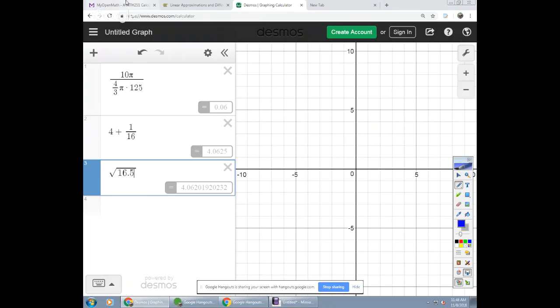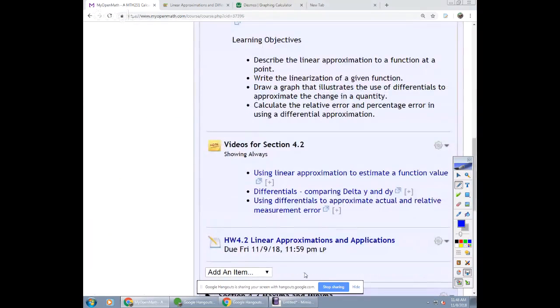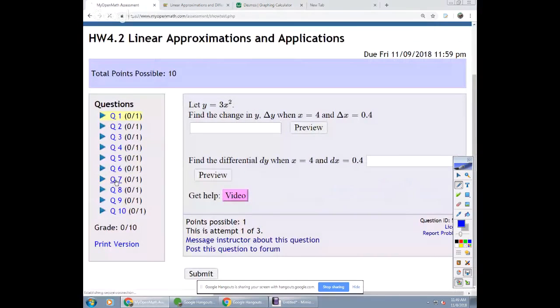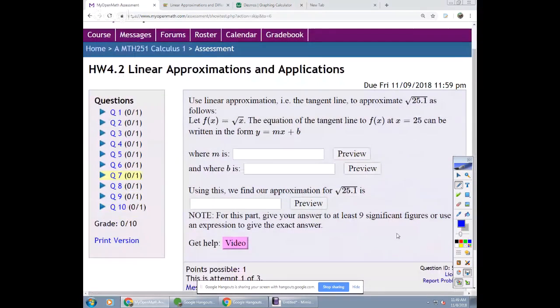All right, let's see what's in store for you on the homework. We're almost out of time. In 2 minutes, can I set up a problem? 1 minute. 1 minute. Let's try number 7. Number 7 seems to be interesting. Oh, that's just like what we did.